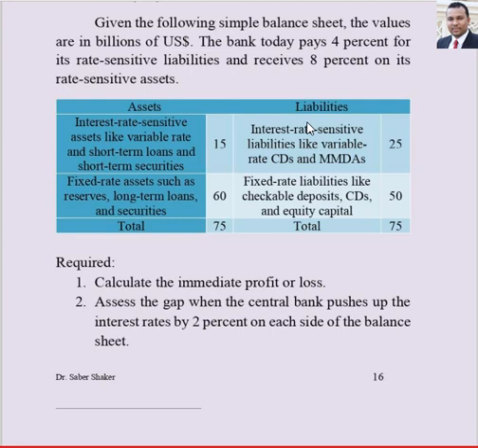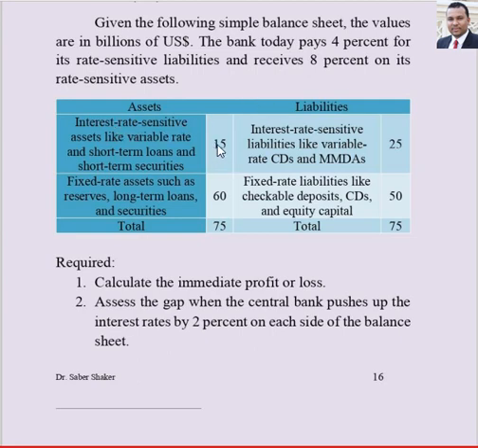So we classify assets into sensitive, meaning fluctuating with any modification in the interest rate, and fixed, with no relationship. The same for liabilities: we divide liabilities into sensitive and fixed. Sensitive means that with any modification in the interest rate there is a high response, the same modification for this liability, but fixed has no relationship. Back to our problem.